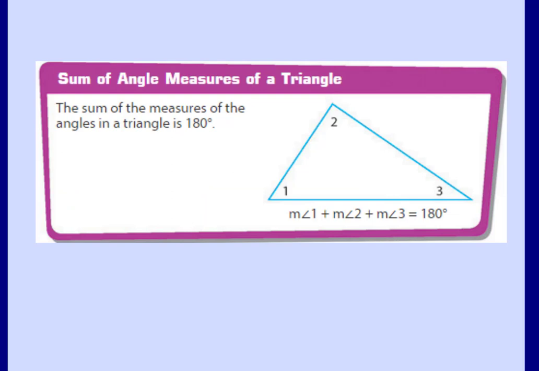Okay, and then something new that you probably have not learned is what we call the sum of angle measures of a triangle. And this tells us that the sum of the measures of angles in a triangle add up to 180 degrees. So in this particular triangle, if I take the measure of angle 1 and I add it to the measure of angle 2, and add the measure of angle 3, it's going to total 180 degrees. It will always total 180 degrees. It doesn't matter what kind of triangle it is, whether it's an acute, whether it's a right triangle, whether it's an obtuse triangle, all of the angles will add up to 180 degrees. Very, very important.